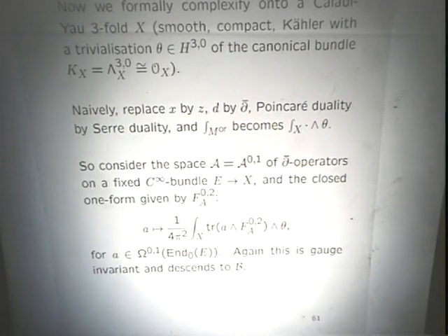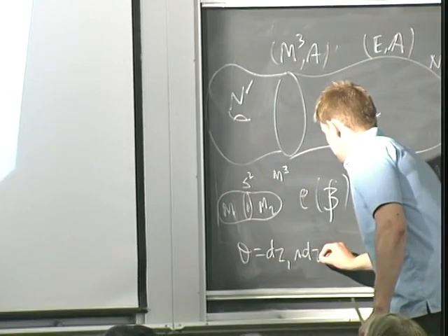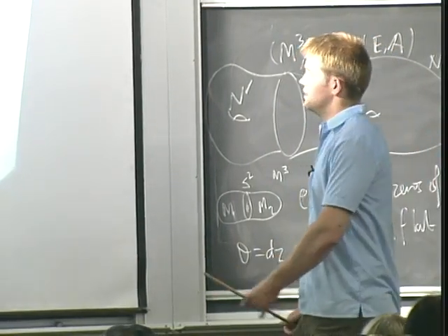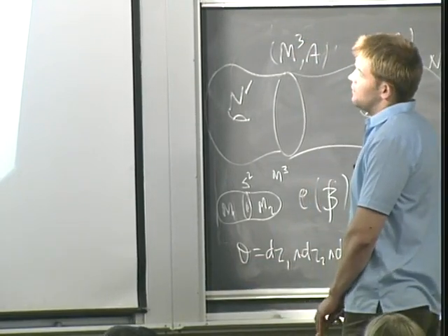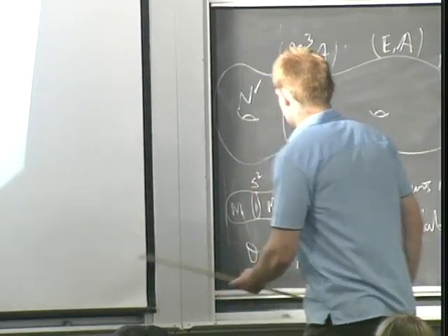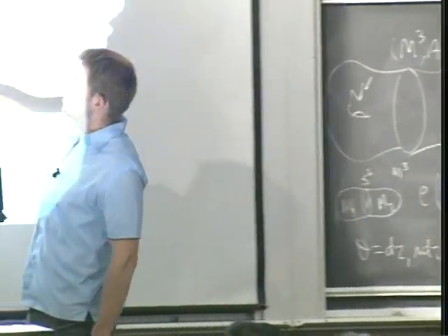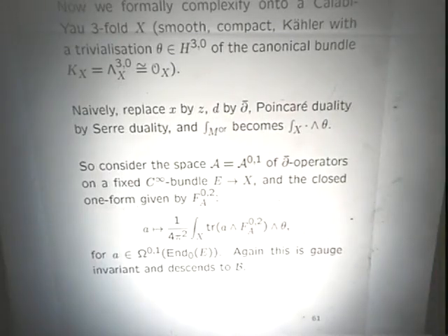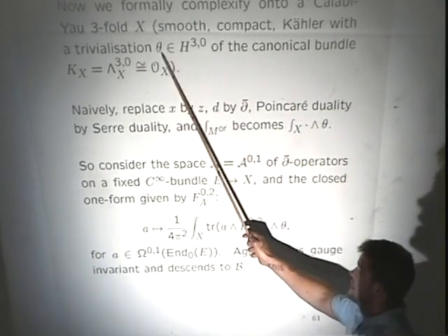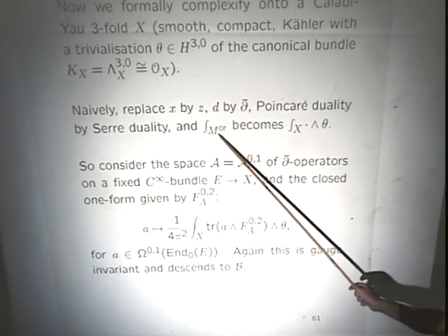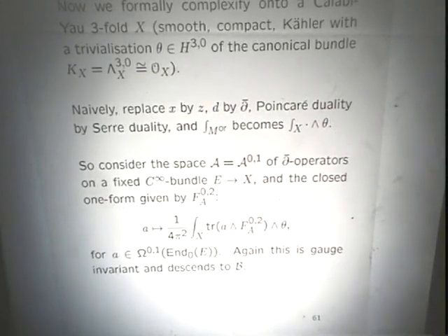Theta is dz1 wedge dz2 wedge dz3, or z, as you call it. So a Calabi-Yau is something where this makes sense. So the canonical bundle, the third wedge of the holomorphic cotangent bundle, is trivial. It has this trivial holomorphic section. So we pick that, and that's what we're going to integrate against. That's the complex orientation. So naively, you just complexify everything, replace integration against the orientation by integration against this theta.